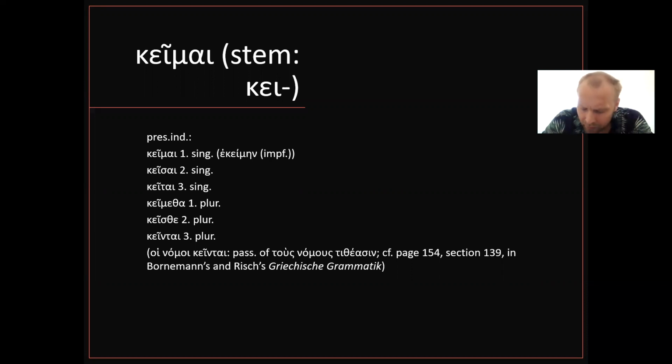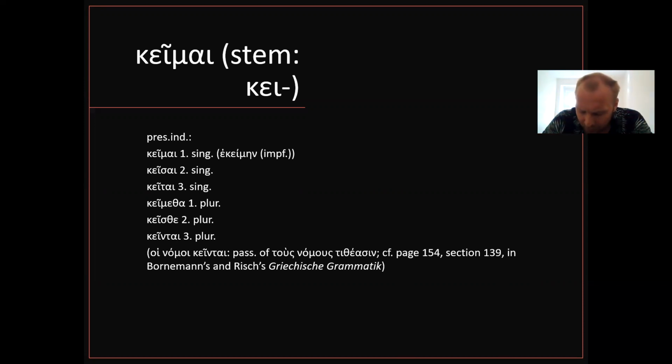What is worthy of notice is also that keimai is often used as a substitute for passive forms of tithemi, I place. Like for instance, in the phrase hoi nomoi keintai, the laws are given, which would be the passive correlate to tous nomous tithasin, they give the laws, with the third person plural active indicative form of tithemi, and tous nomous as the accusative object.